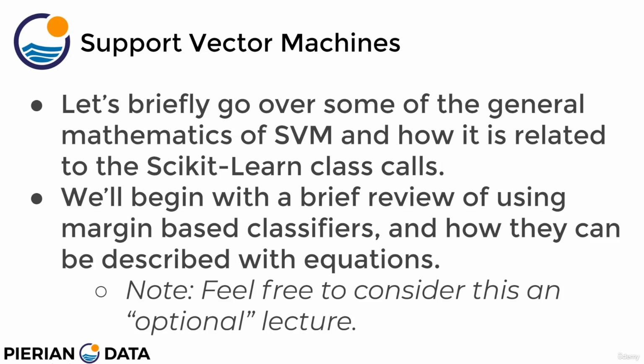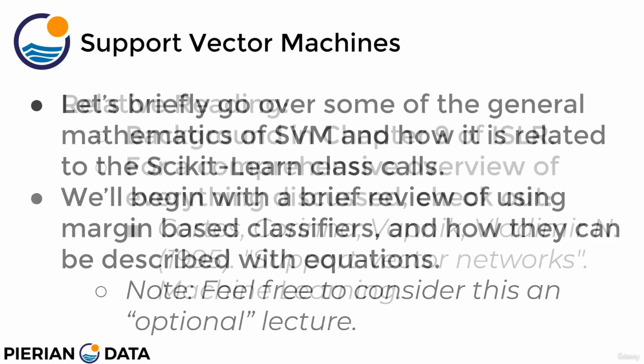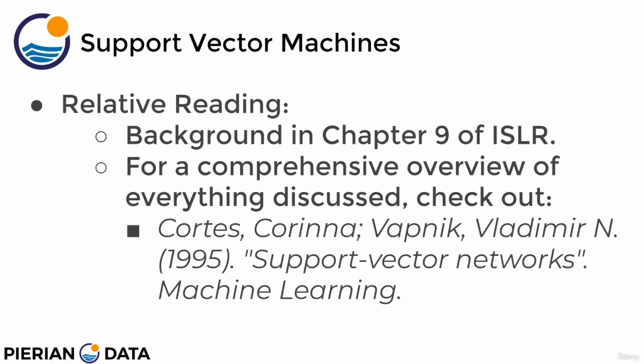We'll begin with a brief review of using margin-based classifiers, slowly expanding from maximum margin classifier to a support vector classifier, and then finally using the kernel trick for support vector machines. Now, feel free to consider this an optional lecture, which you can replace with the relative reading. The background reading can be found in Chapter 9 of An Introduction to Statistical Learning. For a deep comprehensive overview of everything discussed, you could check out the original publication by Cortes and Vapnik called Support Vector Networks in the Machine Learning Journal.